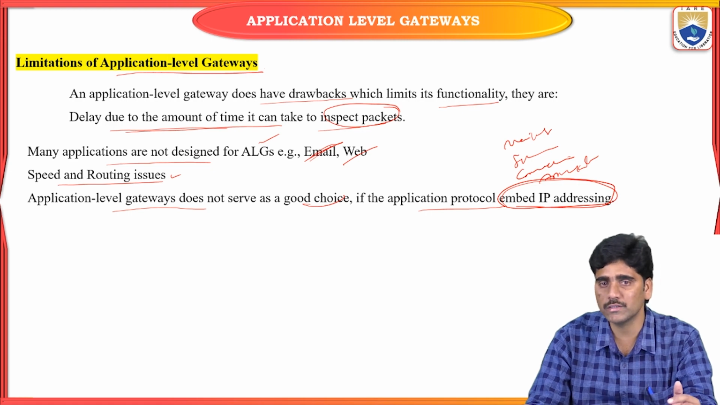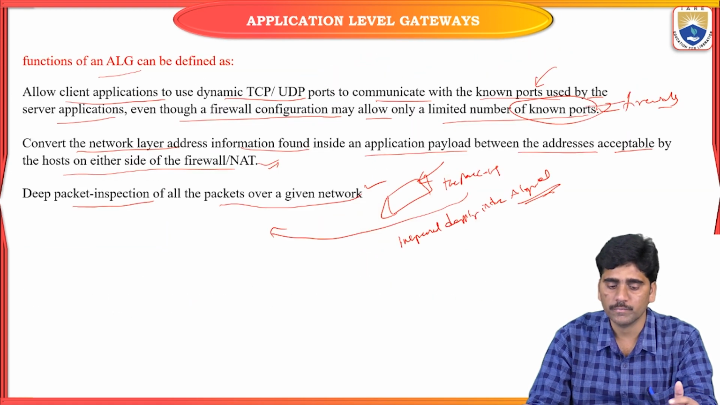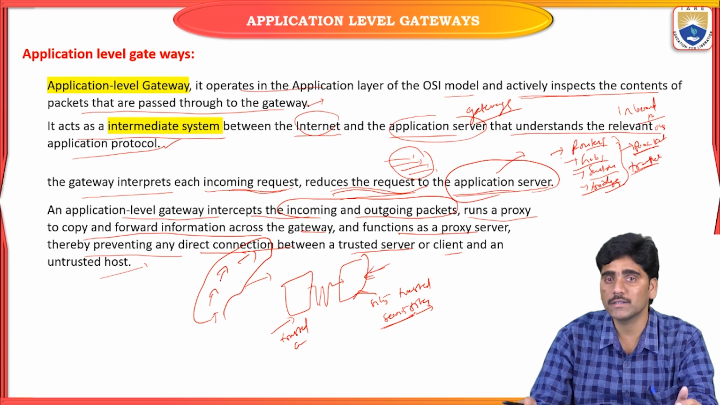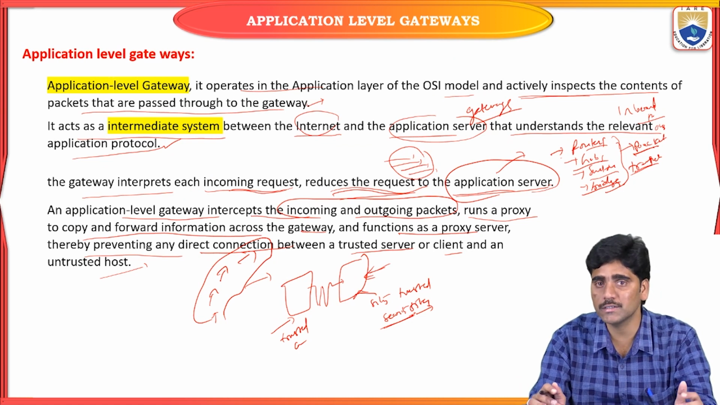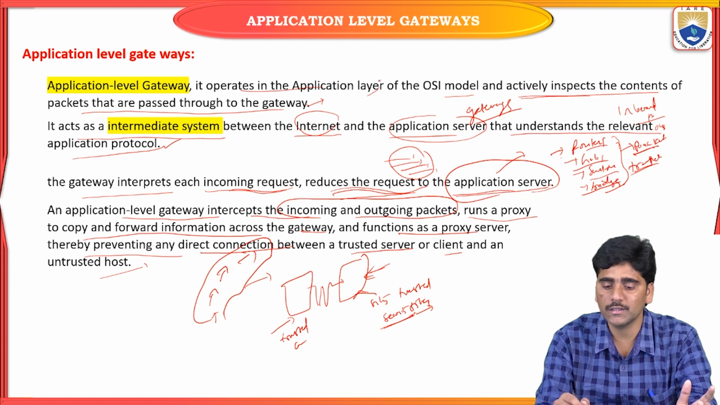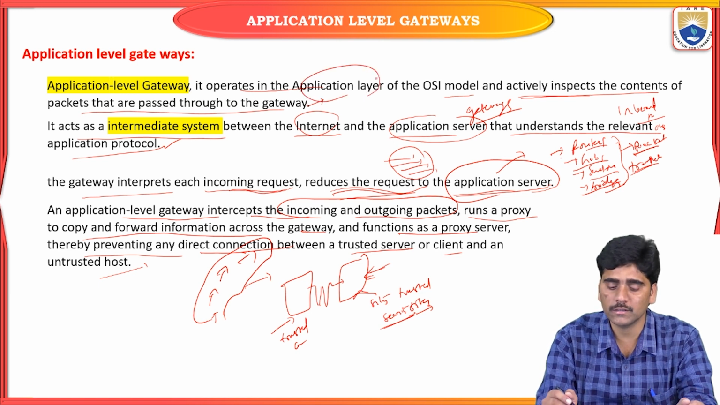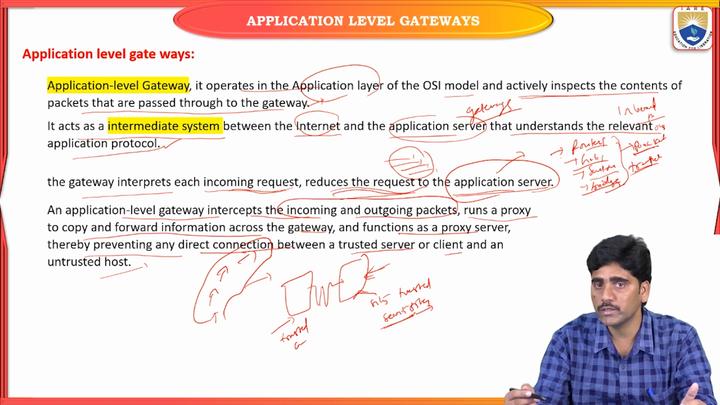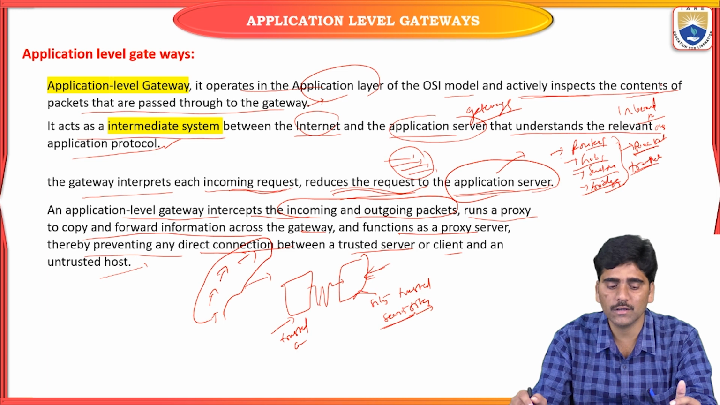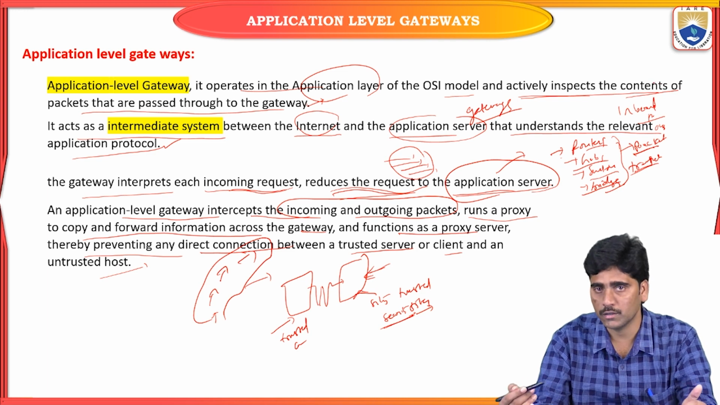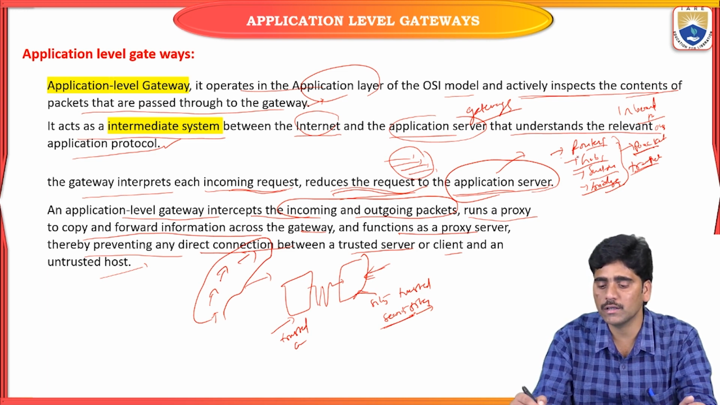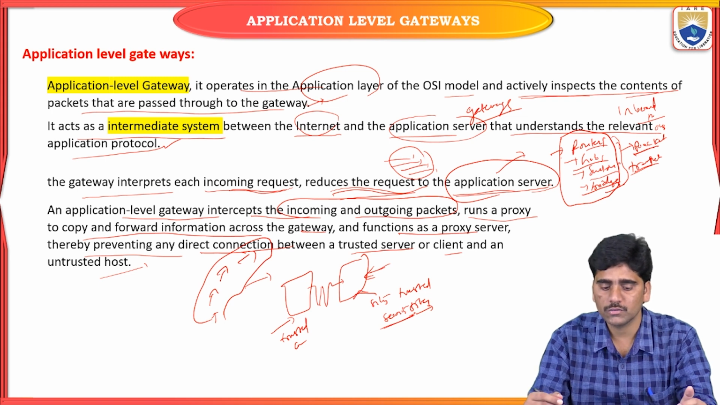Now let us revise the topics we discussed in the session. The basic thing about application level gateways: what does it actually do? It operates in the application layer of the OSI model. It actively inspects the contents of packets that pass through the gateway. Gateways are devices like routers, hubs, switches and bridges, the intermediate system between the internet and the application server.